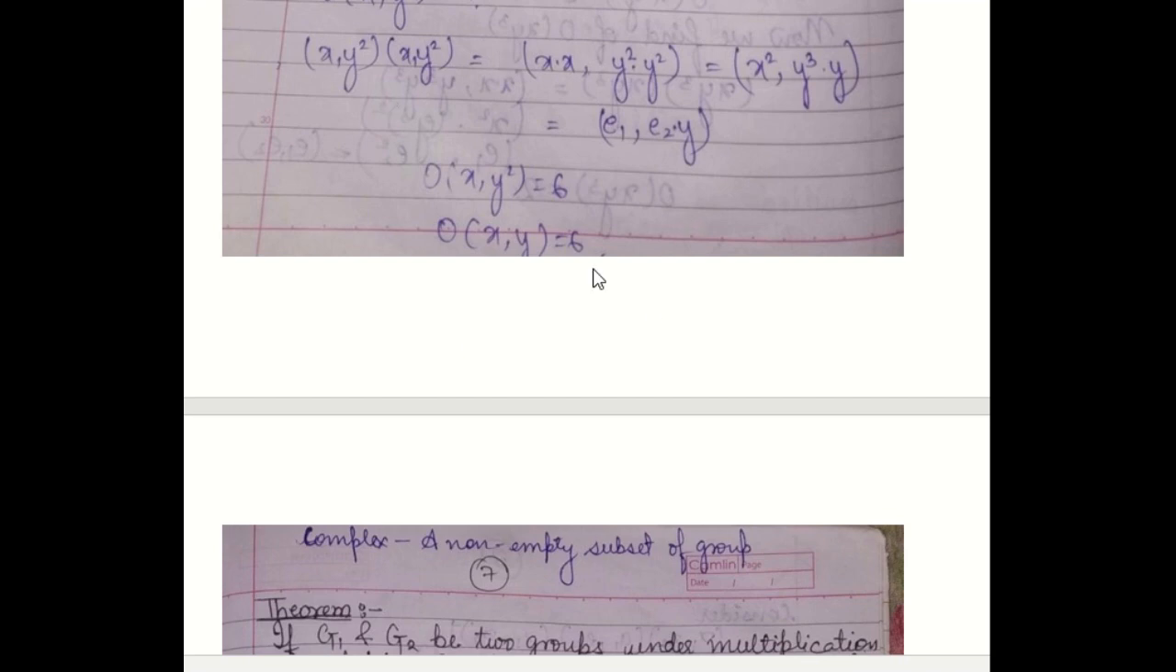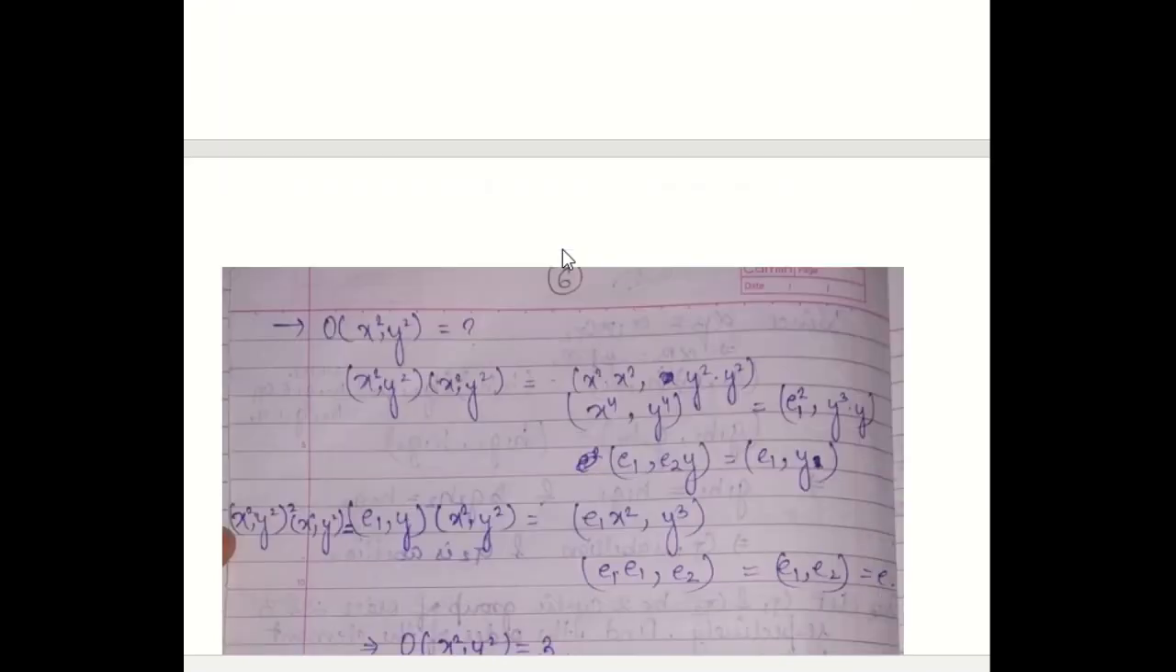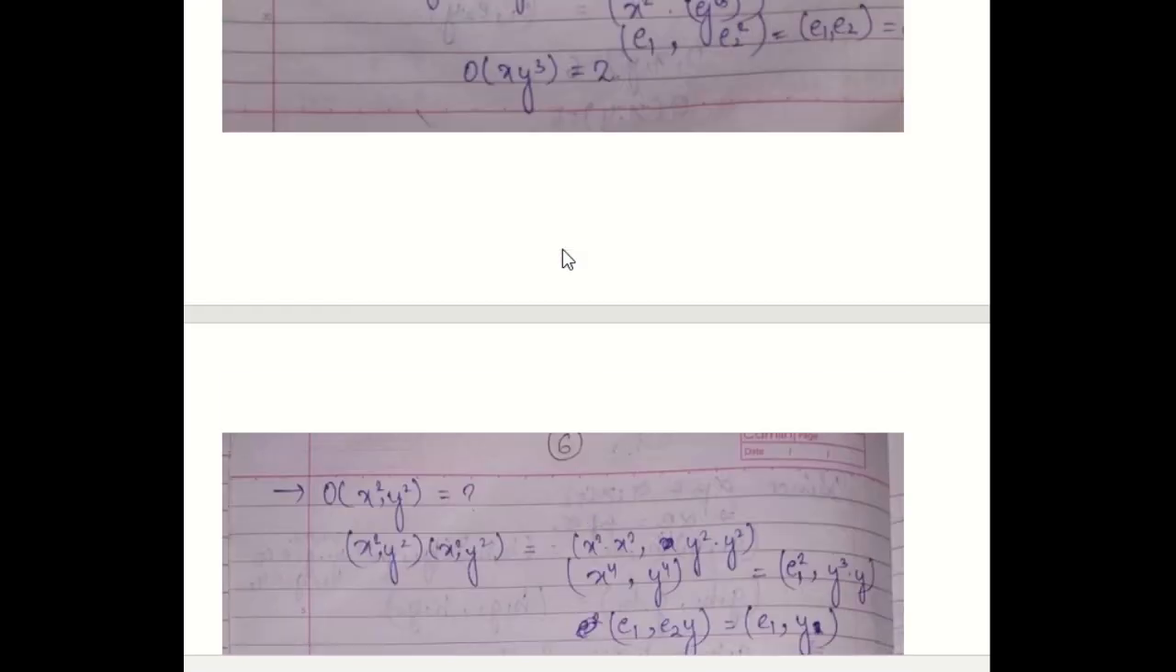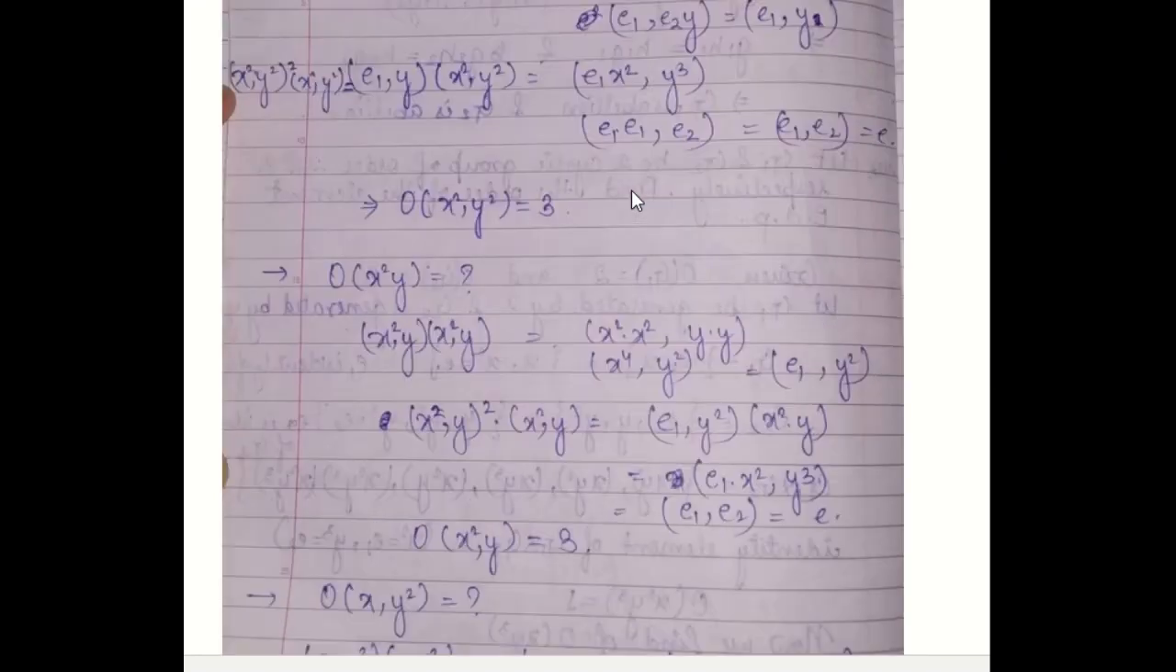So the order of each element can be found, and we see that the order is always less than or equal to the order of the group. And here the order of the group is what? 1, 2, 3, 4, 5, 6. So order of group is 6. So we have seen that every element has order less than or equal to 6.